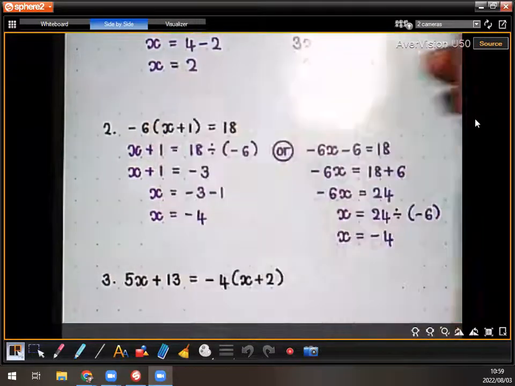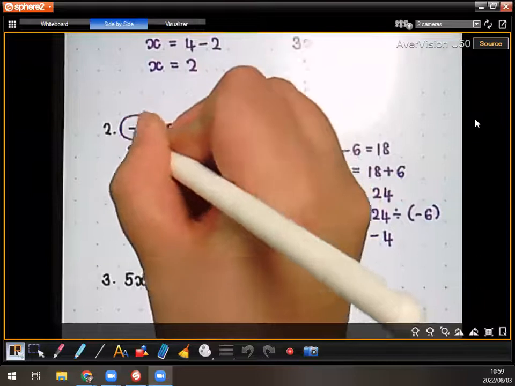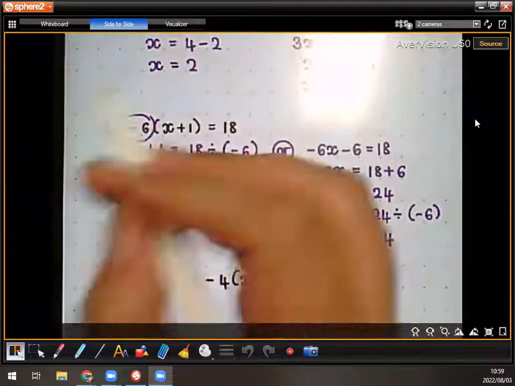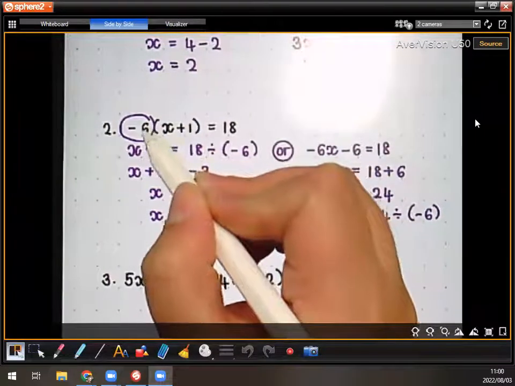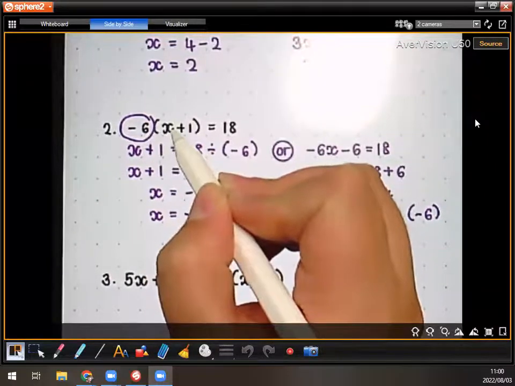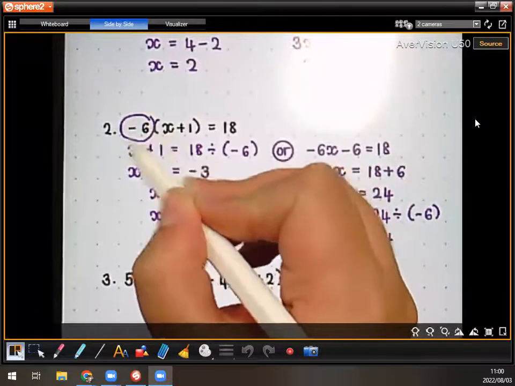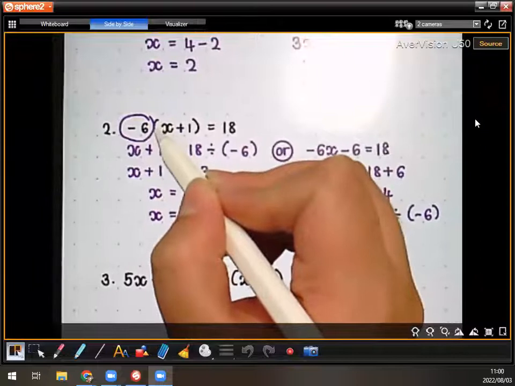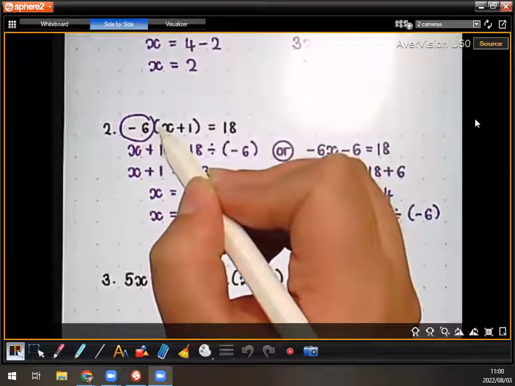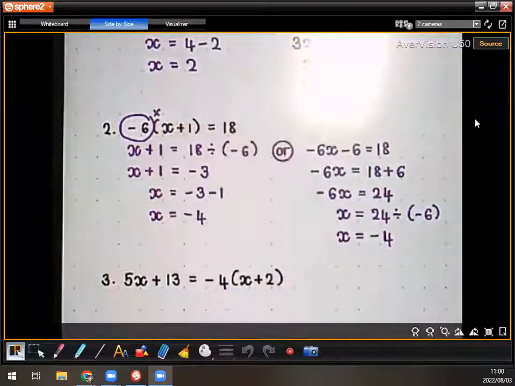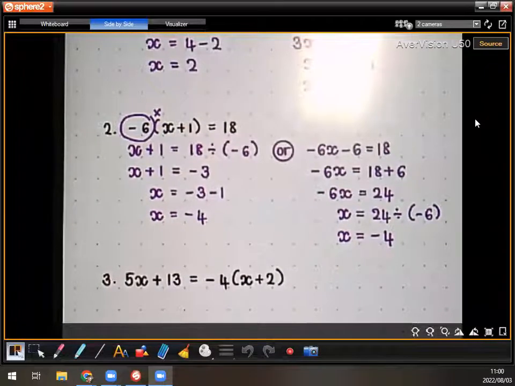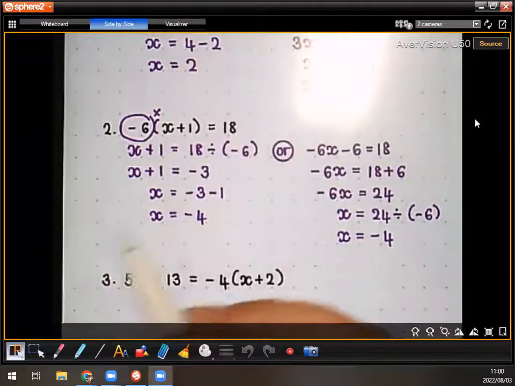Guys, what number is in front of this bracket? -6. Is there a sign in between the -6 and the bracket? I know that there is an operation, but did they write a sign in between? No. So that means that it's times. Did some of you maybe think it was -6, so you have to add 6 on the other side? Alright, that's fine. It's a common mistake.